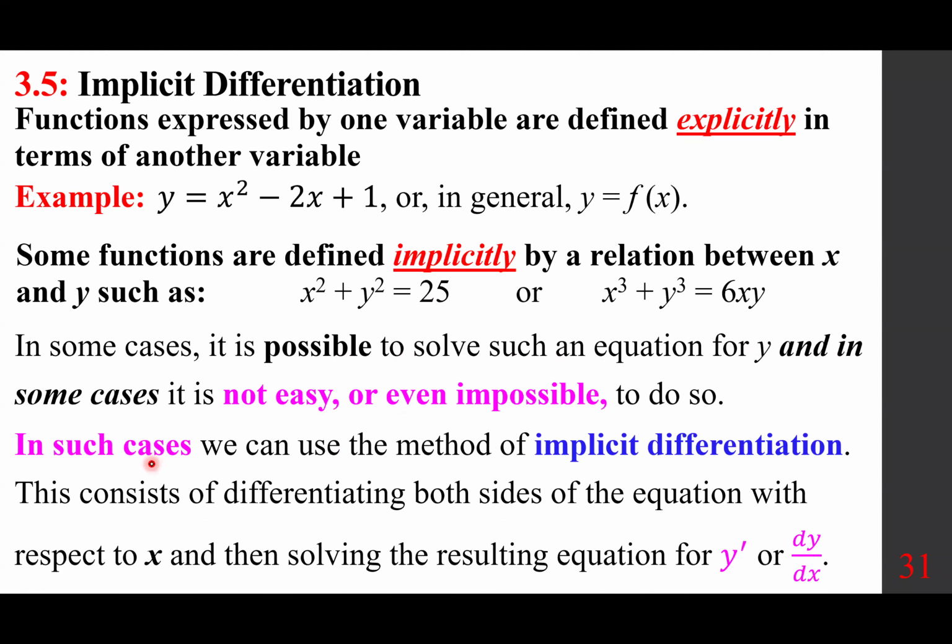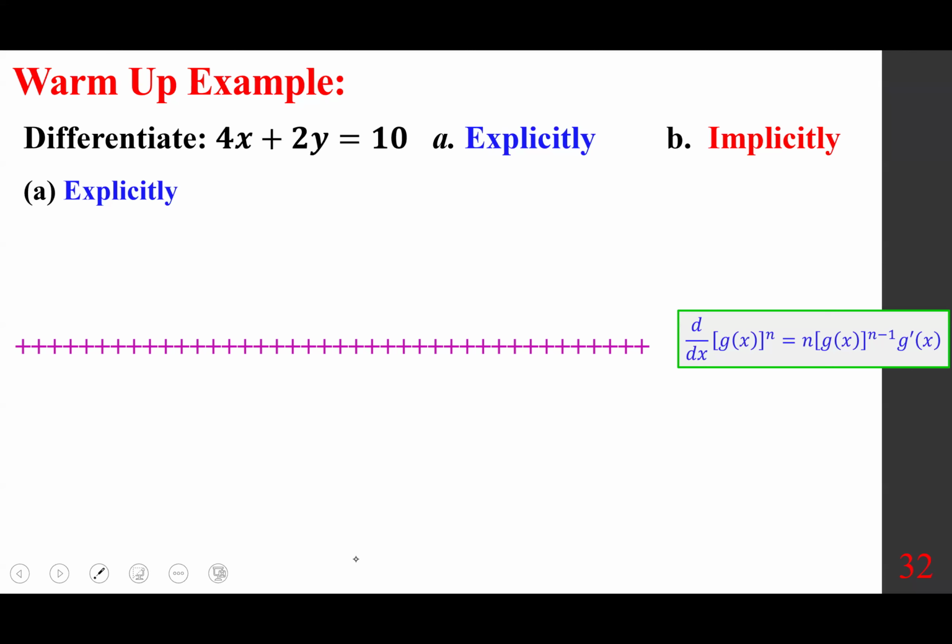In such cases, we can use the method of implicit differentiation. This consists of differentiating both sides of the equation with respect to x, and then solving the resulting equation for y prime or dy/dx. What do we mean by that? Let's start with the simplest example as a warm-up example where it can be done both ways. So when we say differentiate 4x plus 2y equals 10, explicitly it means first solve for y. To solve for y, we are going to move the 4x and we make a negative on the right.